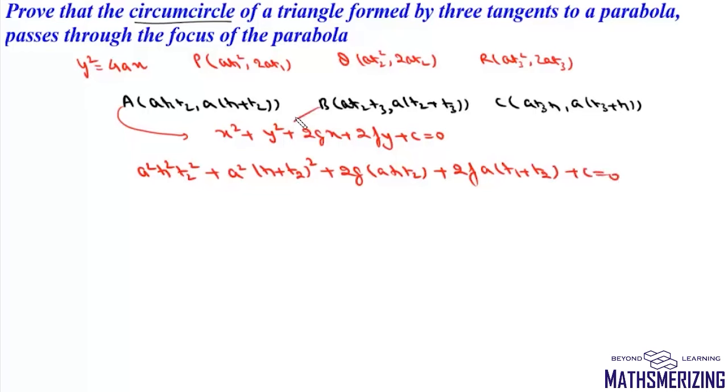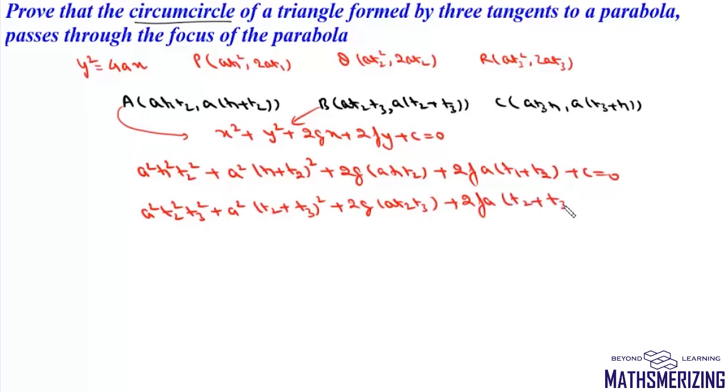And in the same way, we'll put this value of B. We can write this as a square t2 square t3 square plus a square (t2 plus t3) square plus 2g a t2 t3 plus 2f a(t2 plus t3) and then plus c equals 0.